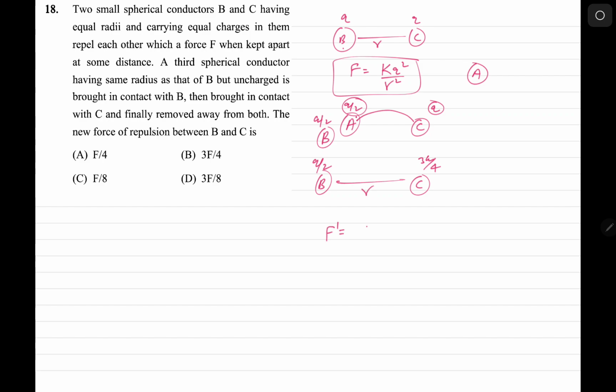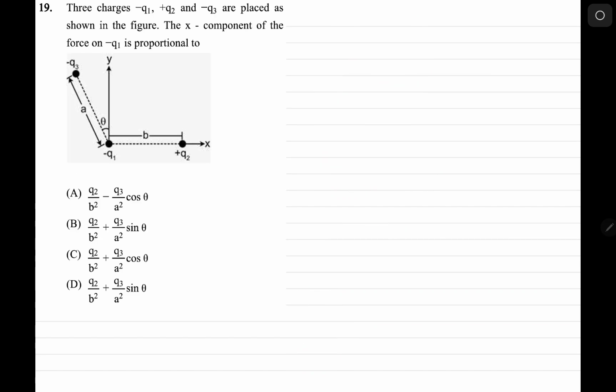So now what is the force here? KQ by 2 times 3Q by 4 by R square. Now if you divide these two equations, you'll get F dash by F is equal to 3 by 8. So F dash equals 3F by 8. So option D is correct. This question was asked in NEET also this year. So move to the next question.